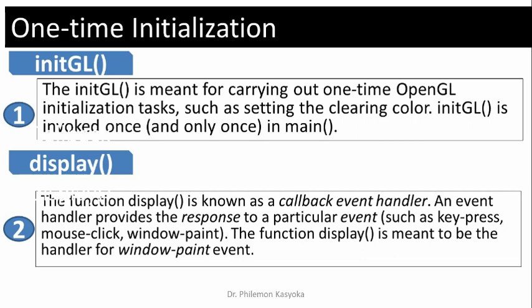Now within the main function, again, we can have a display function being invoked from this particular point, where the function display is known as a callback event handler. An event handler provides the response to a particular event such as a key press and all that. So the function display is meant to be a handler for that particular window paint event.